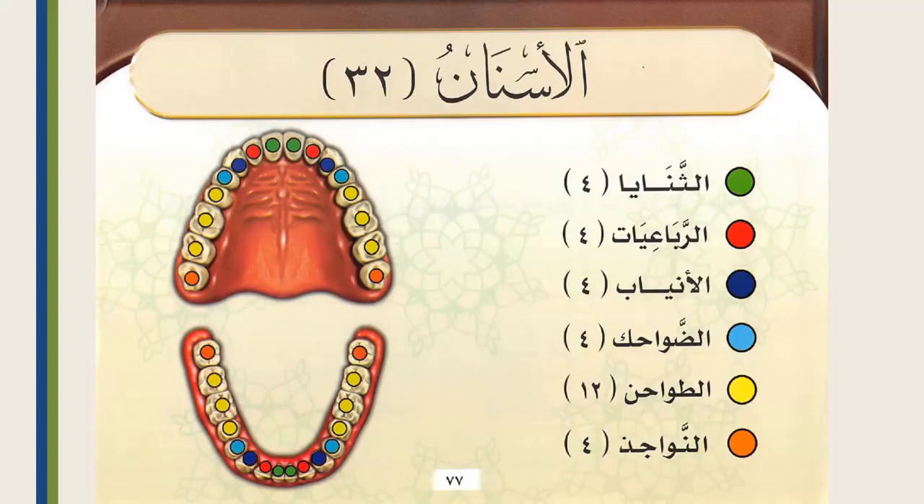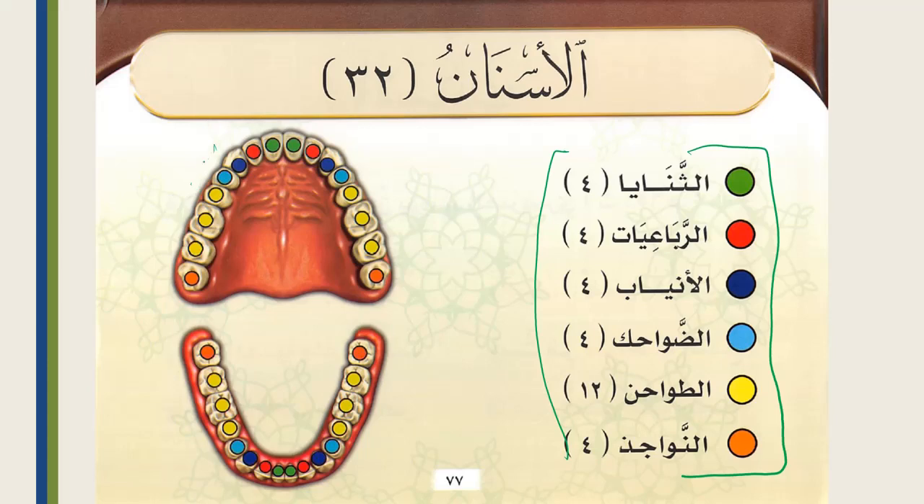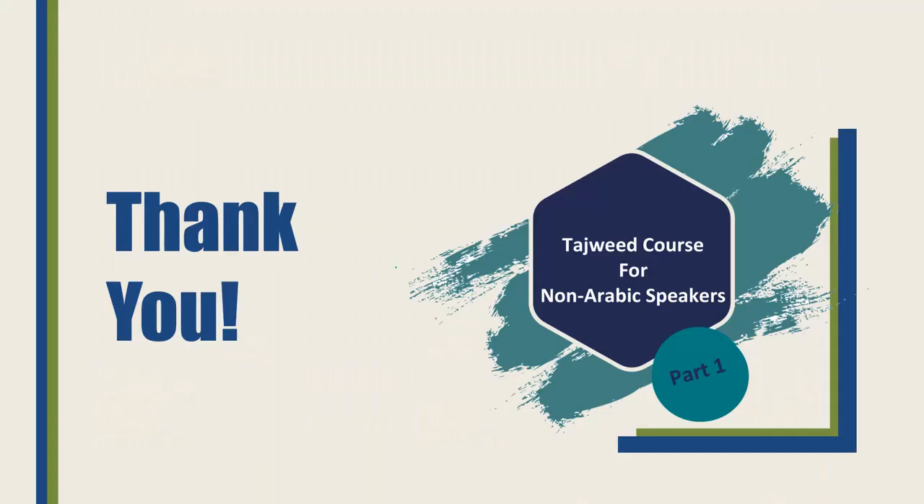And for the teeth, you will find these names in the Arabic Tajweed books. They use them, but for us in this course, we're not going to use these names deeply. We're just going to explain like this: the front teeth and the back teeth. That's it for this course. And that's it for the introduction of Makharaj. Thank you very much for watching.